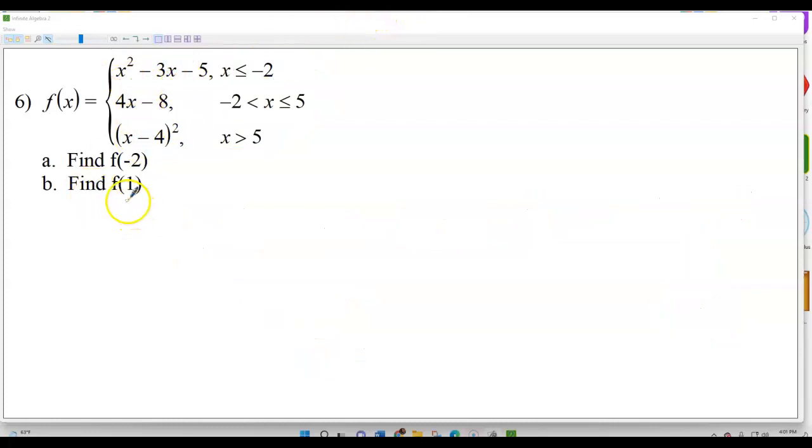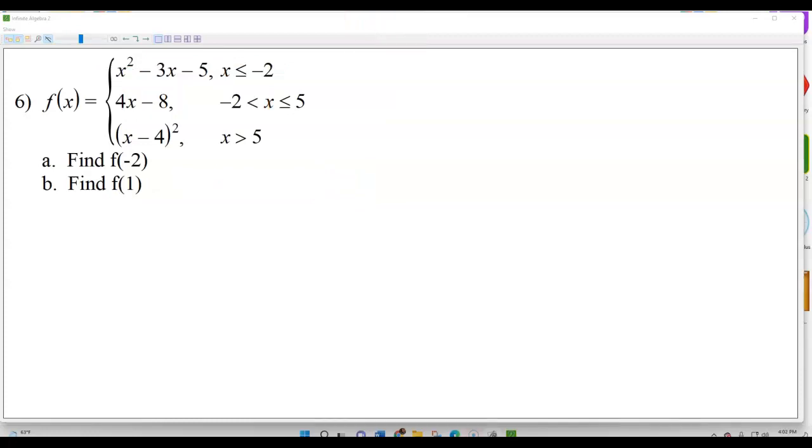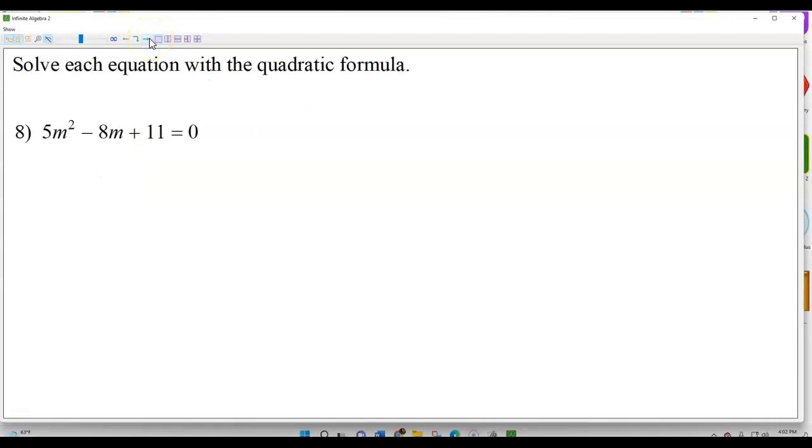Let's do one more example. This one says find f of 1. So which one of these is where I can plug in a 1? Is 1 less than or equal to negative 2? No, it's not. Is 1 between negative 2 and 5? Yes, it is. And so that's the piece I'll use for this one. I'm going to be plugging 1 into 4x minus 8. And that will give me negative 4. So you have to just figure out which piece to plug it into, and plug it in, and that's your answer. That's piecewise functions. Let's go ahead and take a look at quadratics.